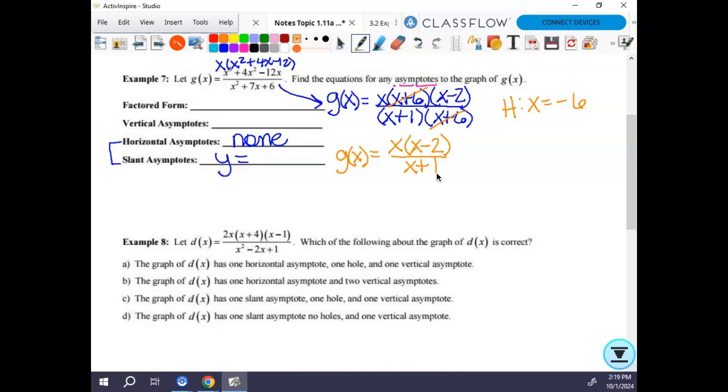All right, so I have my factored form, vertical asymptotes. Do I have any? At x equals what? Negative 1. Good. Now to find the slant asymptote, I'm going to have to divide. But before I can divide, I have to multiply it back together. So g of x is equal to x squared minus 2x over x plus 1.